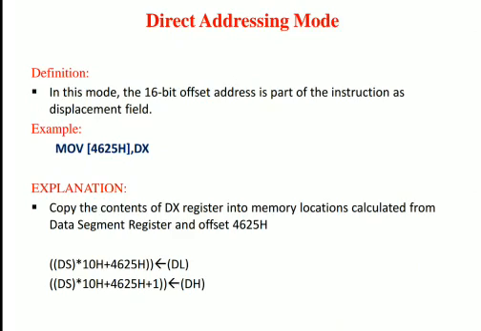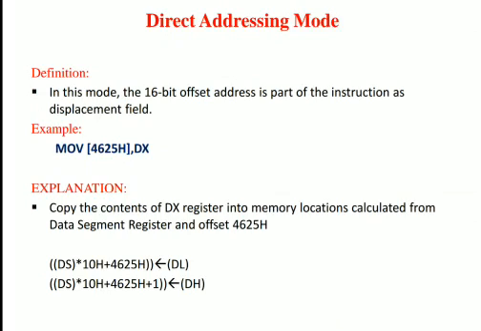First one is direct addressing mode. In this mode, the 16-bit offset address is directly specified as a part of the instruction. That is, in the instruction itself, we can specify the offset address directly. That type of addressing mode is known as the direct addressing mode.